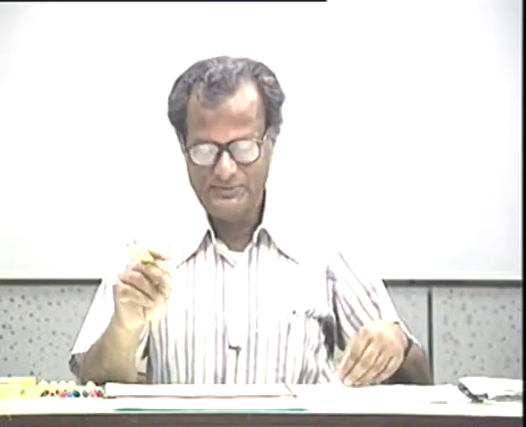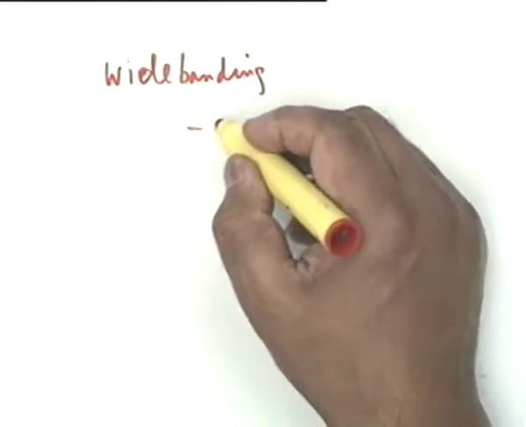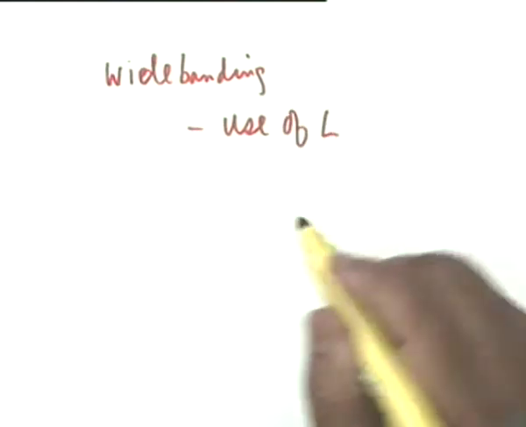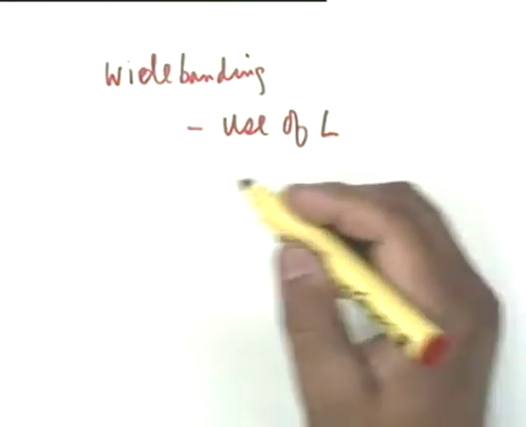So widebanding basically means extending FH to higher frequencies, and this can be done by various techniques. We shall discuss a selected few of them. Widebanding techniques: one is use of inductors. Obviously you can't use it for ICs, you can do it only for discrete circuits. If it is to be IC, then you have to use the inductor externally. Okay, use of inductance.